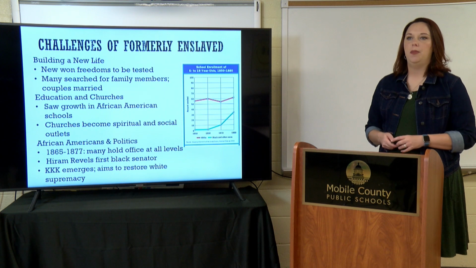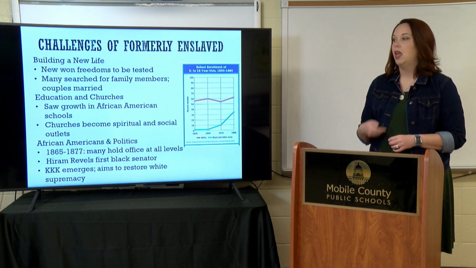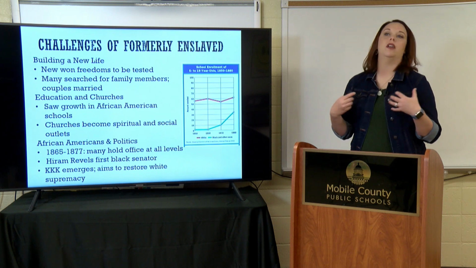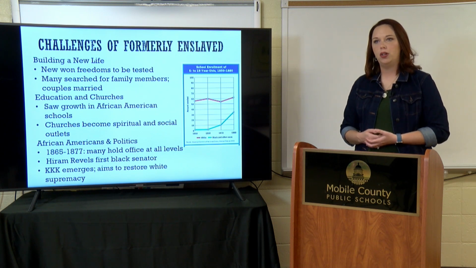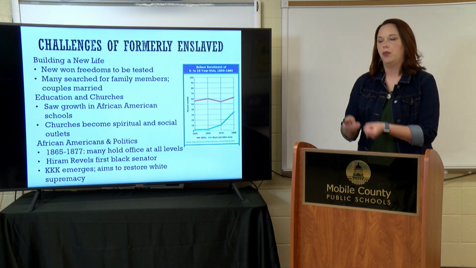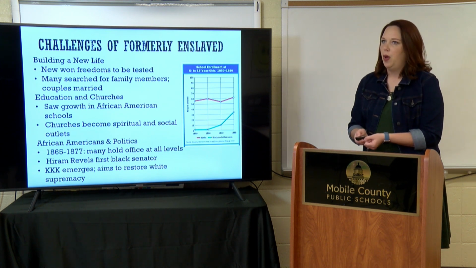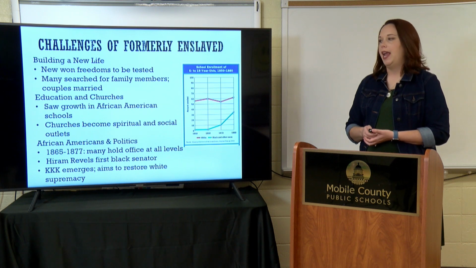And one great example of this is a gentleman named Hiram Revels. Hiram Revels was the first black senator. He was actually from the state of Mississippi, which is kind of crazy to think about in the middle of Reconstruction, that this African American man is able to rise to the place of a senator in his state. And you'll see why here in just a little bit, why that was able to play out.